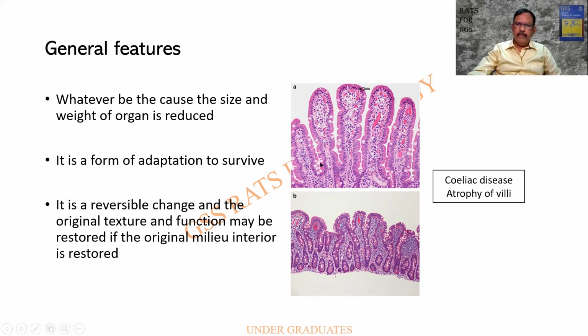Look at this, for example. This is a picture of the villi of the intestine. They are all tall so as to increase the area of absorption. But then you find that there is a flattening and almost an atrophy. This happens in the case of celiac disease. An endoscopic biopsy will prove this. And when the original texture is restored, the normal function can also be restored.